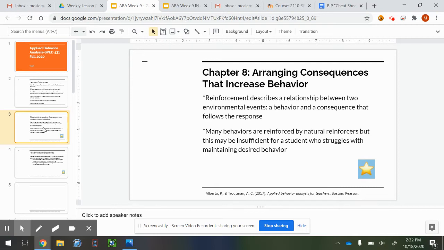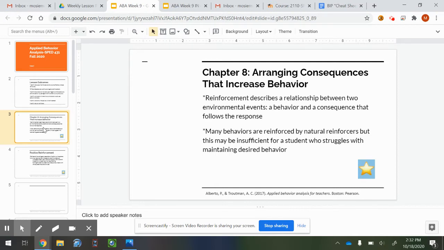And reinforcement sometimes gets a bad rap because people think of reinforcement as always rewards given. And that, as the authors describe, can be associated as a stereotype or a manipulative way for us to try and change someone else's behavior, when really reinforcement just describes the relationship between two environmental events, the behavior itself and then the consequence that follows that response.